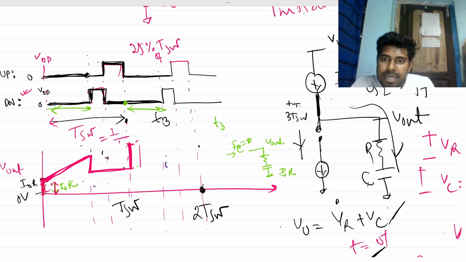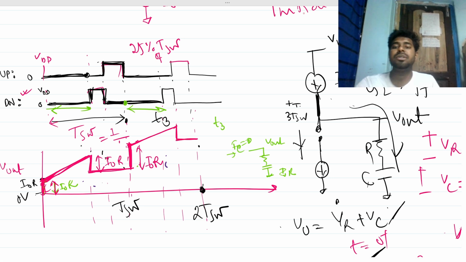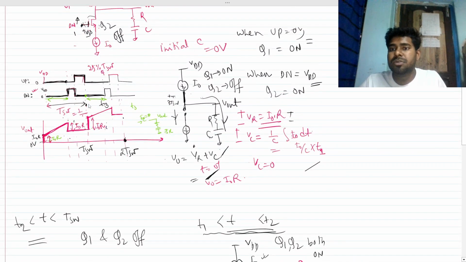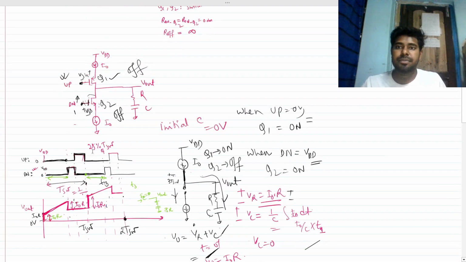So again this height is I naught R, and this height is also I naught R, and this height is also I naught R. Then again it will be like this, then again it will be dropped by I naught R, and it will be like this. So this will be your correct waveform. Previously the waveform was not correct, but this is the correct waveform. Okay, thank you.